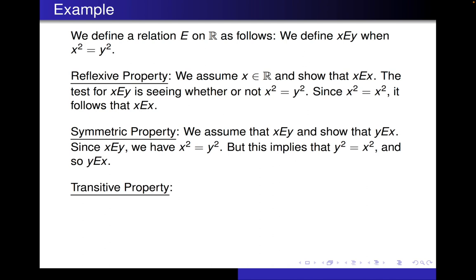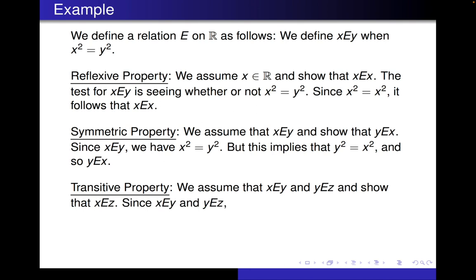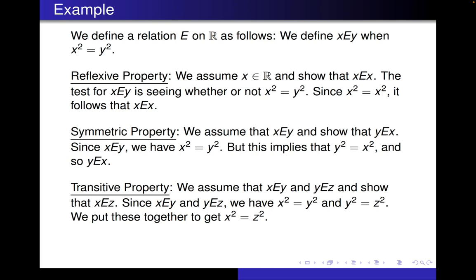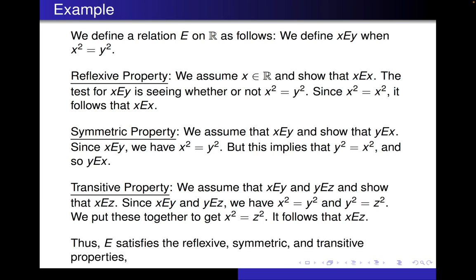And finally, we look at the transitive property. We're going to assume that x is related to y and y is related to z, and then we're going to show that x is related to z. So we know x is related to y and y is related to z, and so it follows that x squared is equal to y squared and y squared is equal to z squared. Now, since x squared and z squared are both equal to y squared, that must mean they're equal to each other. So x squared is equal to z squared, which means that x is related to z. So that tells us that E, since it satisfies the reflexive, symmetric, and transitive properties, must be an equivalence relation.